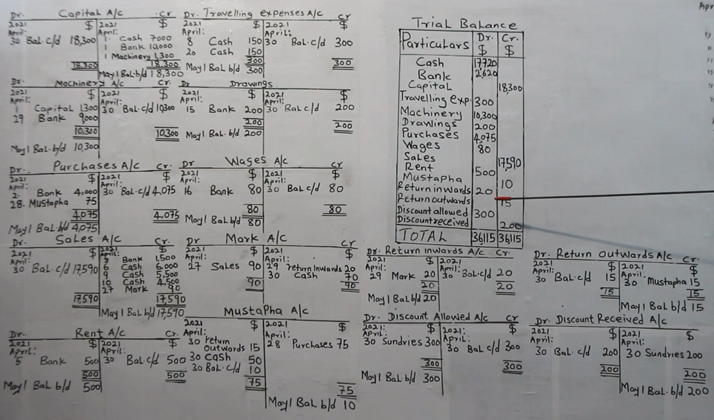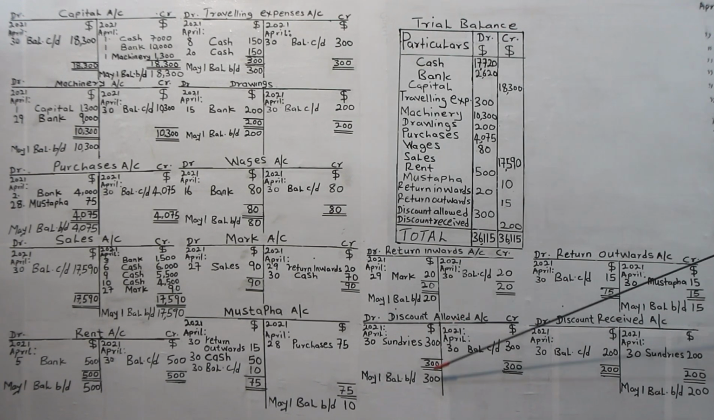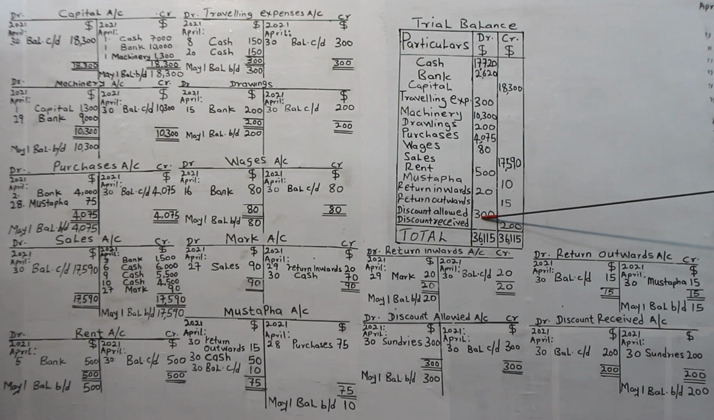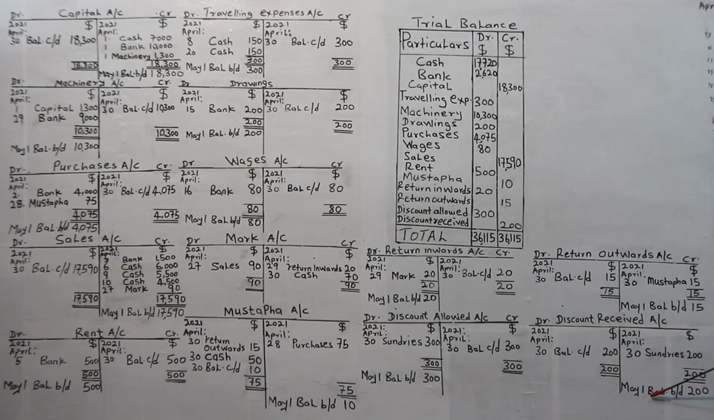Then we have the return outwards account. The balance brought down is 15 on the credit side, so we take the return outwards account and place the figure on the credit side of the trial balance, 15. Then we have the discount allowed. The balance brought down is 300 on the debit side. We now take the balance of discount allowed, 300, to the debit side of the trial balance. Finally, we have the discount received account, which has its balance brought down on the credit side, 200. Then we transfer the discount received account balance to the trial balance and place it on the credit side.